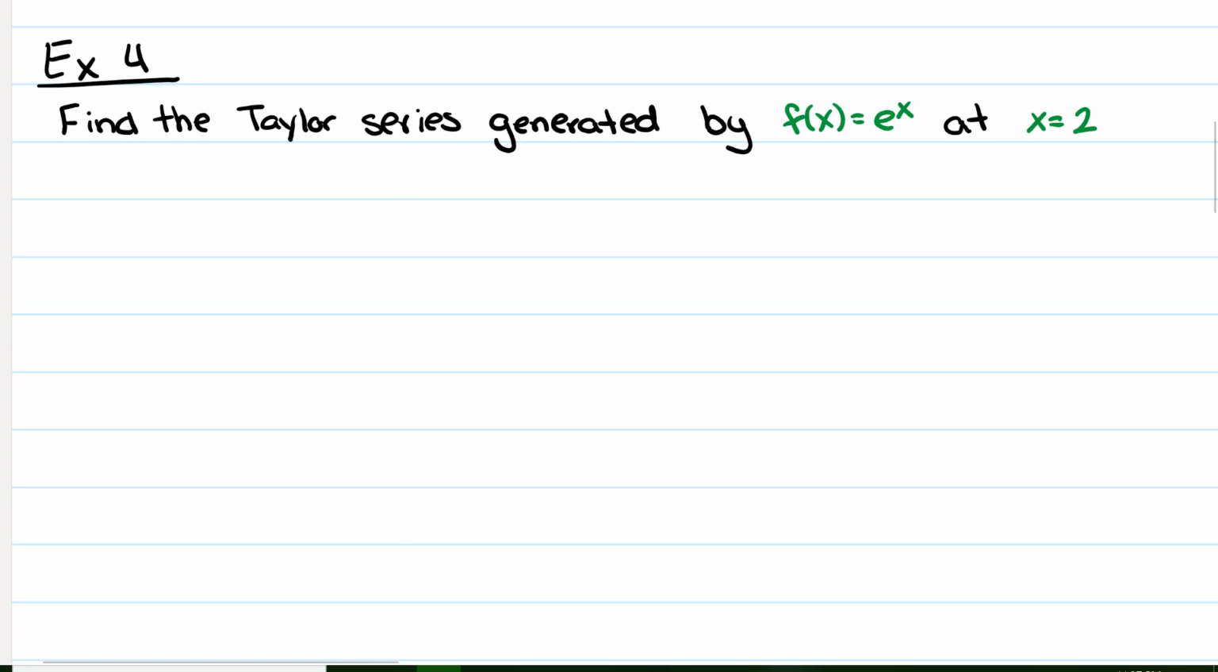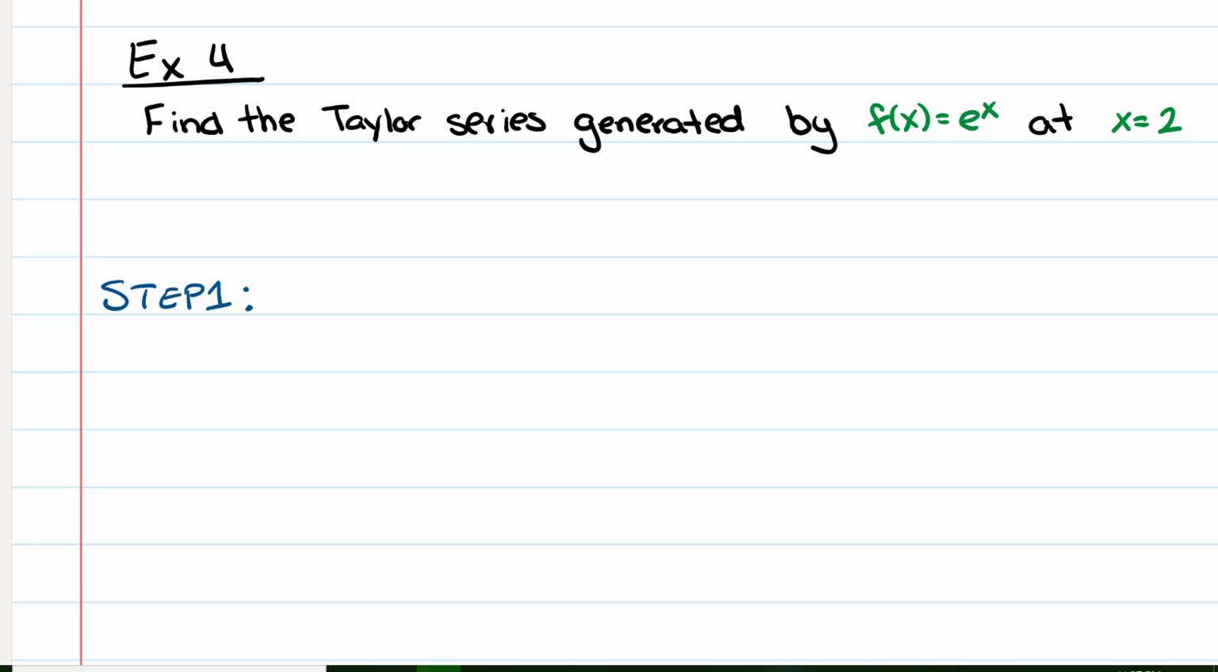All right, now let's talk about example 4. We're going to find the Taylor series generated by the function e to the x at x equals 2. So we are going to find the Taylor series that represents e to the x at x equals 2. Step 1 is to write out the polynomial term by term, in order to find that pattern.